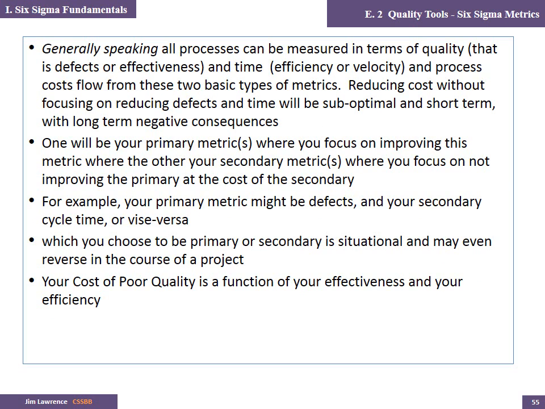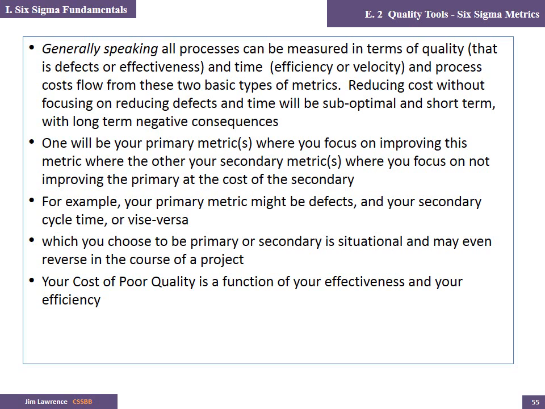Generally speaking, when it comes to Lean Six Sigma metrics, all processes can be measured in terms of quality, that is, defects or effectiveness, and time, which is efficiency or velocity. And process costs flow from these 2 basic types of metrics. Reducing costs without focusing on reducing defects and time will be suboptimal in the short term, with long-term negative consequences. One will be your primary metric, where you focus on improving this metric, while you hold the other as a secondary metric and focus on not improving the primary metric at the cost of the secondary metric.